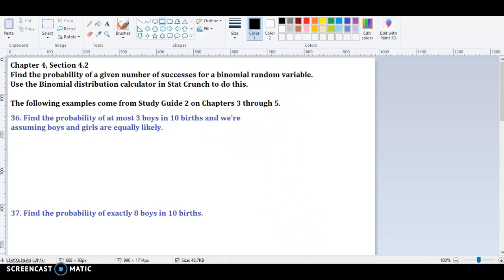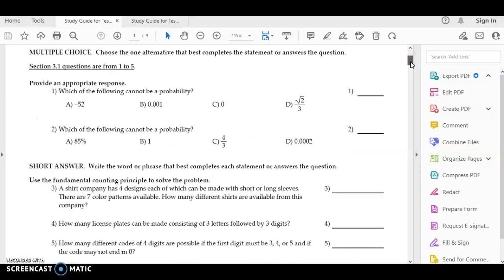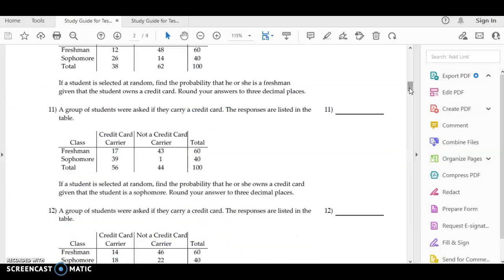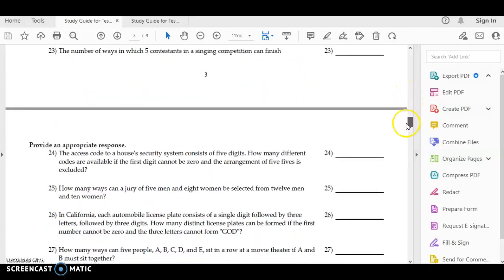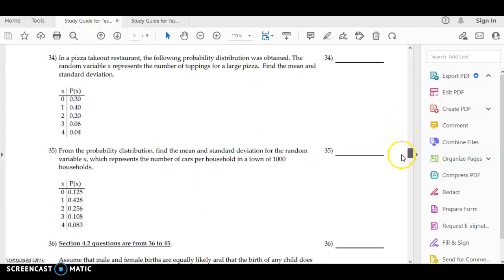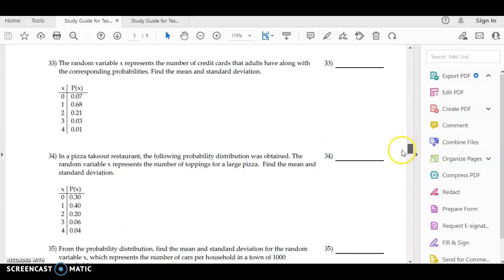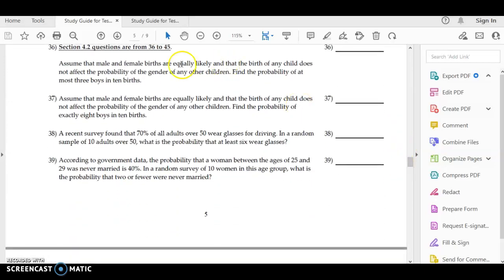One of the problems is number 36. If you view the study guide, you'll notice that the questions are organized by section. You'll see the list of sections as you scroll through the questions in the study guide. So we're looking for the questions in section 4.2, and we start with question 36. That's the question we're going to look at.